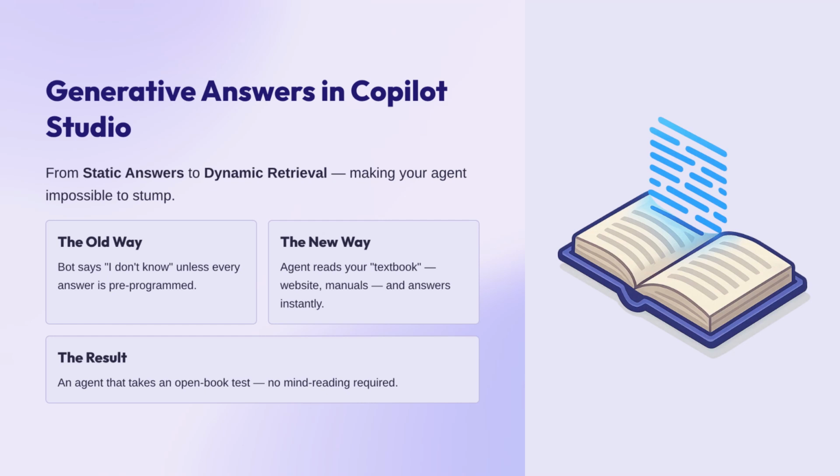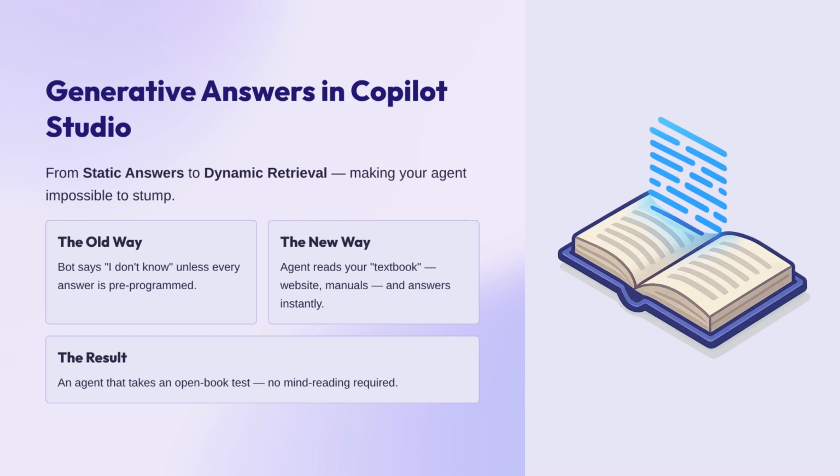You have probably seen this at the office, where you have to hunt through a 200-page PDF just to find one rule. We are going to make the agent do that hunting for us. Let's break this down together. We are moving from static answers to dynamic retrieval.